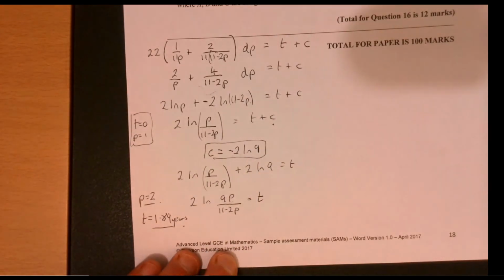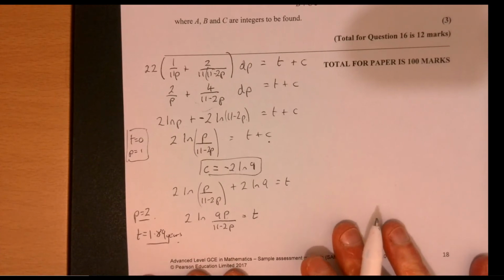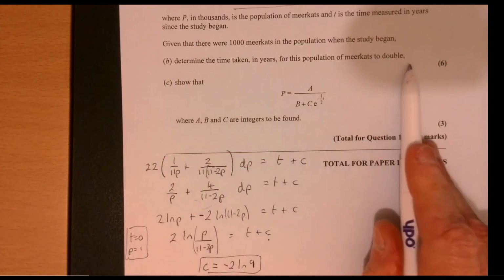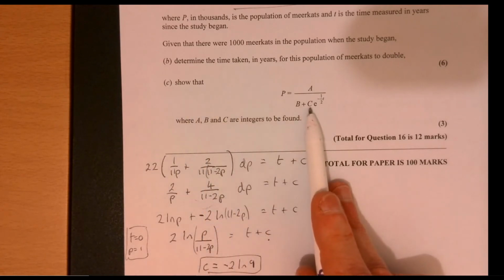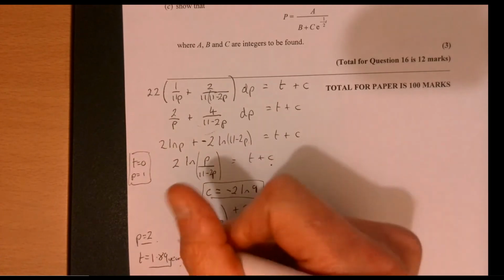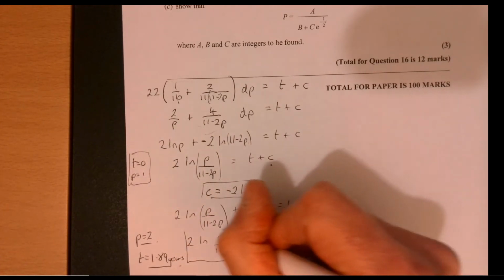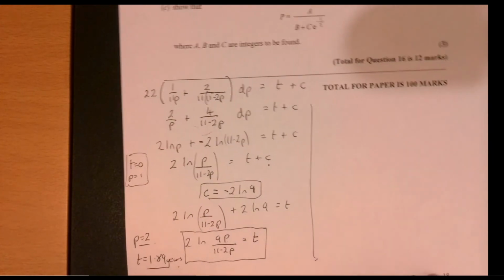All right, now let's have a look at the last part of the question. So we're finished on B. We've done that, fantastic. Now we're going to look at C. We've got to get to this, so we want to get p equals. We've managed to get down to this part here, but we want to get p equals. So let's have a little think about how we're going to do that.